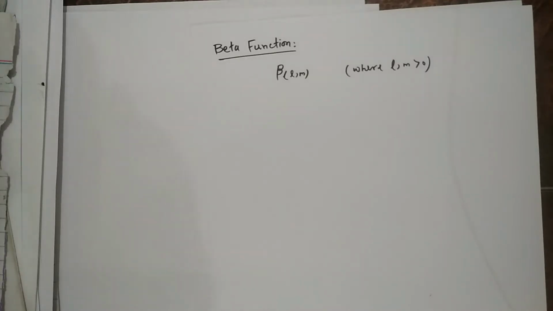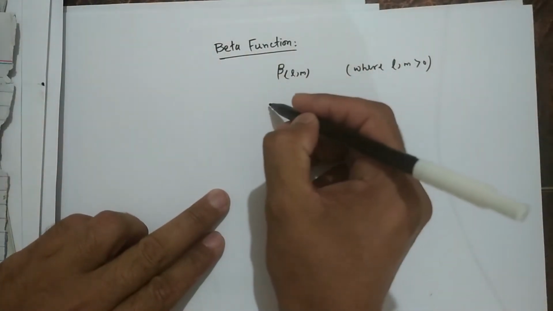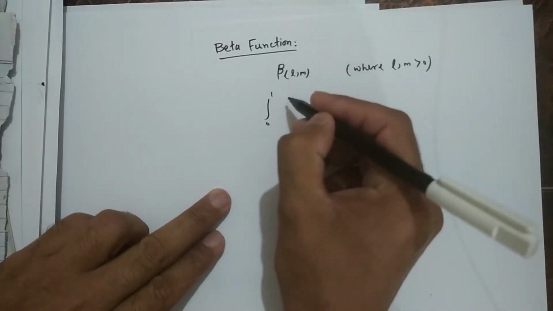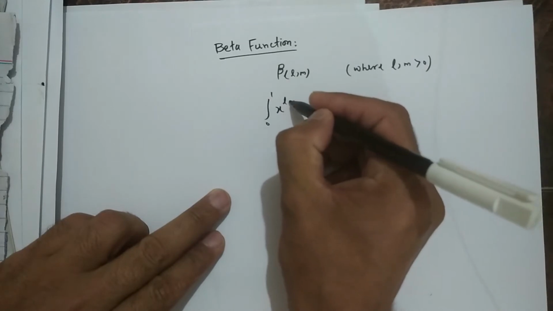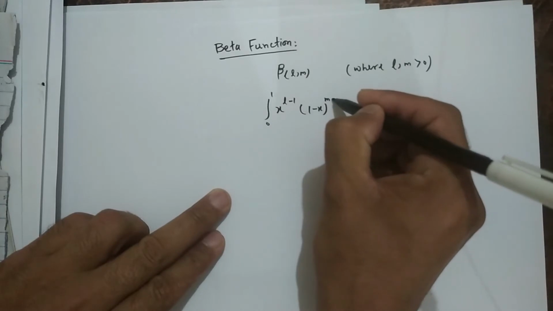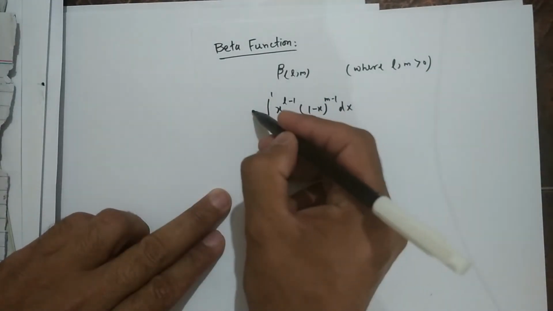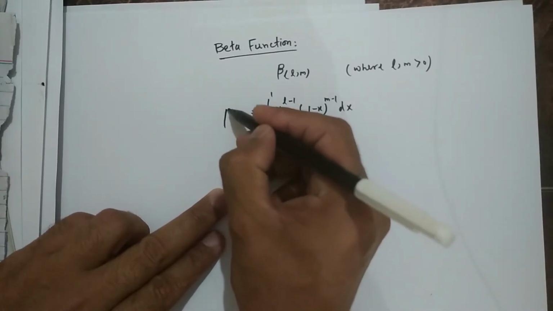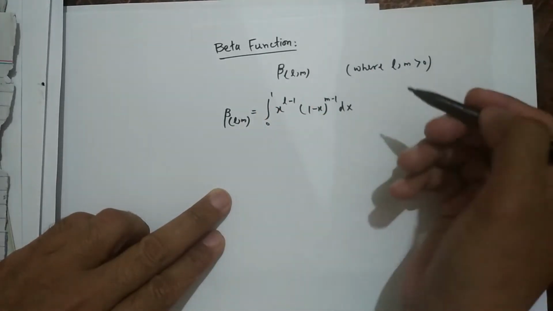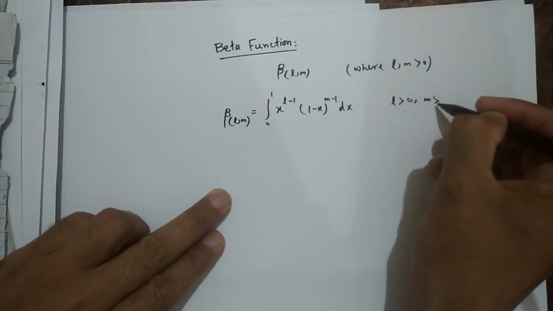So, to define the beta function, this definite integral, which is the integral from 0 to 1 of x to the power L minus 1 into 1 minus x to the power m minus 1 into dx, is called the beta function, and it is usually represented as beta(L, M), and these L and M are real numbers.